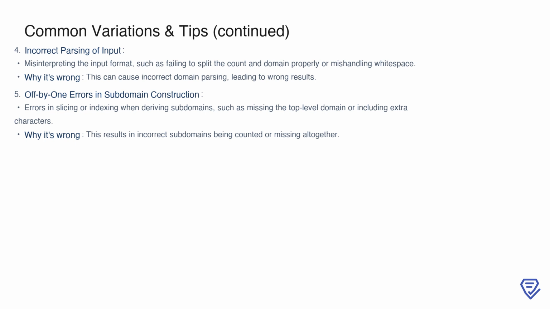Similarly, pay close attention to how you construct subdomains. Off-by-one errors in slicing or indexing often occur, such as accidentally excluding the top-level domain or including invalid characters. These errors result in missing or incorrect subdomains being processed. Accurate parsing and indexing ensure that your solution handles the problem as intended and maintains consistency in the results.